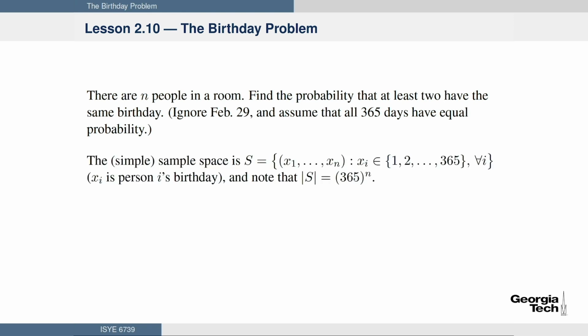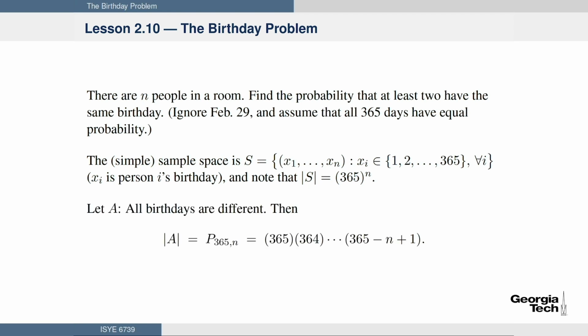So the simple sample space is S of all n-tuples such that each element in the n-tuple is between 1 and 365. So those correspond to the days of the year of each of the n people in the room. So x1 is the first person's birthday, x2 is the second, ... xn is the nth person's birthday. So note that this sample space has cardinality 365 to the nth power. This is a big sample space.